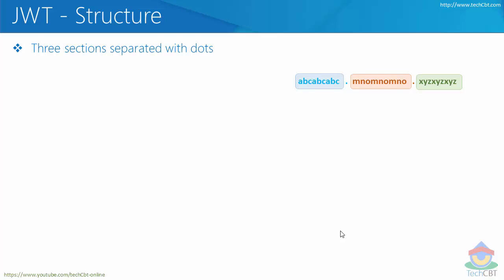First of all, the JWT or JSON Web Token is separated with dots and it has three sections. So I have the first section, second section and the third section. All three are separated using dots. Whenever you see any kind of JSON Web Token, you are going to see essentially three parts, and each of those parts is separated with dots.